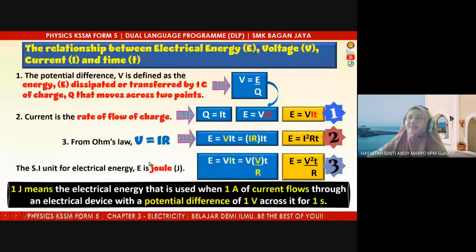So what does 1 joule mean? I said just now, the SI unit for electrical energy is the joule. So this means 1 joule of electrical energy refers to the energy used when 1 ampere of current flows through an electrical device with a potential difference of 1 volt across it for 1 second. That is what 1 joule of electrical energy means. Okay, are you done with this slide?